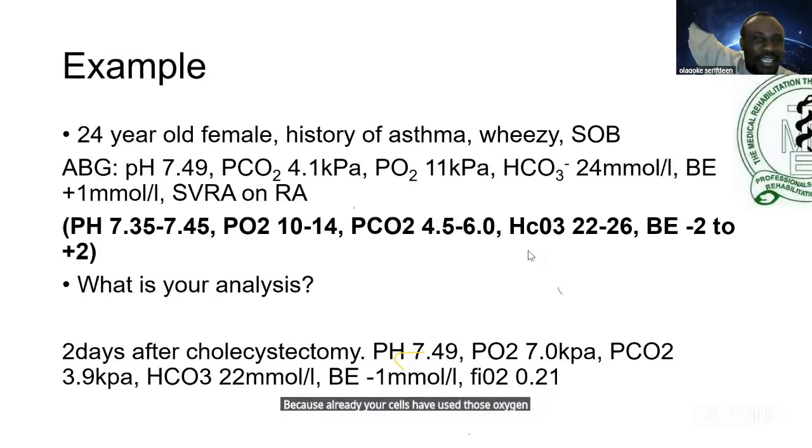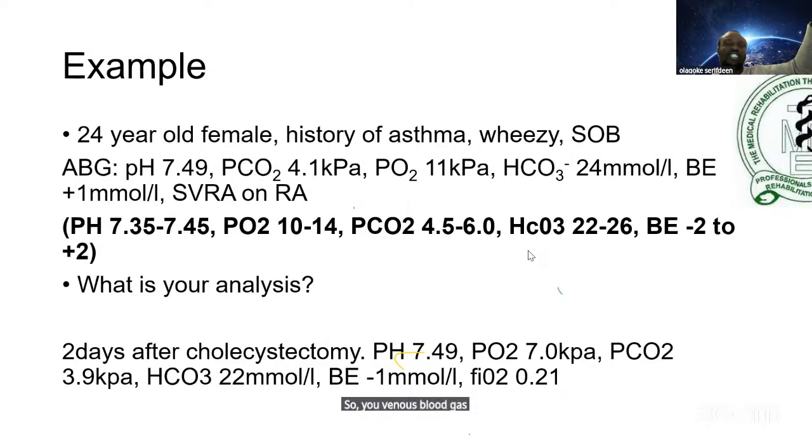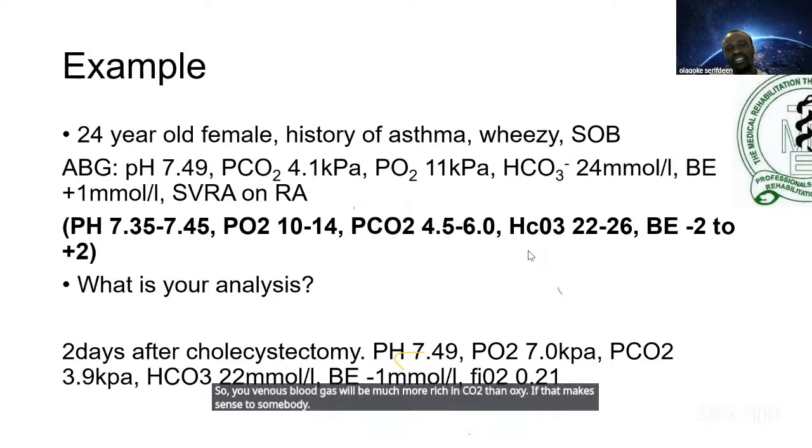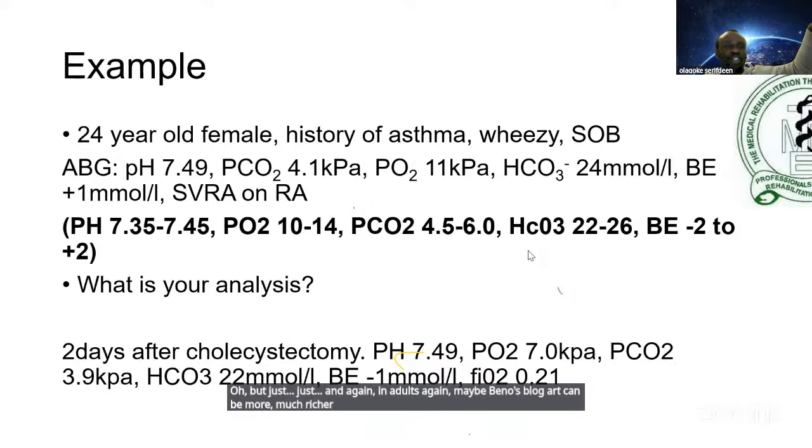The CO2, remember the equation that I explained initially: the CO2 that is produced as a byproduct of your respiration when energy has been released to the cell is what you'll be finding in the CO2 in your venous gas. So venous blood gas will be much richer in CO2 than oxygen, if that makes sense to somebody. But again, in adults, venous blood gas can be much richer in lactate if you need to be checking lactate.